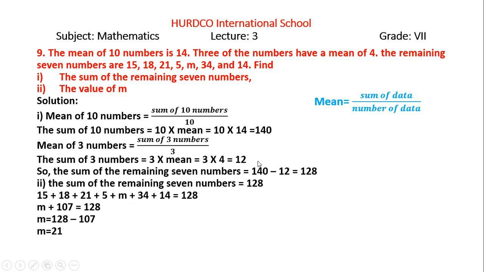Here you have the sum of 10 numbers and here you have the sum of 3 numbers. So 10 minus 3, 7. The remaining 7 numbers you can find out by 140 minus 12, which is 128. So that is the remaining. So which are the remaining numbers? 15, 18, 21, 5, and 34 and 4.